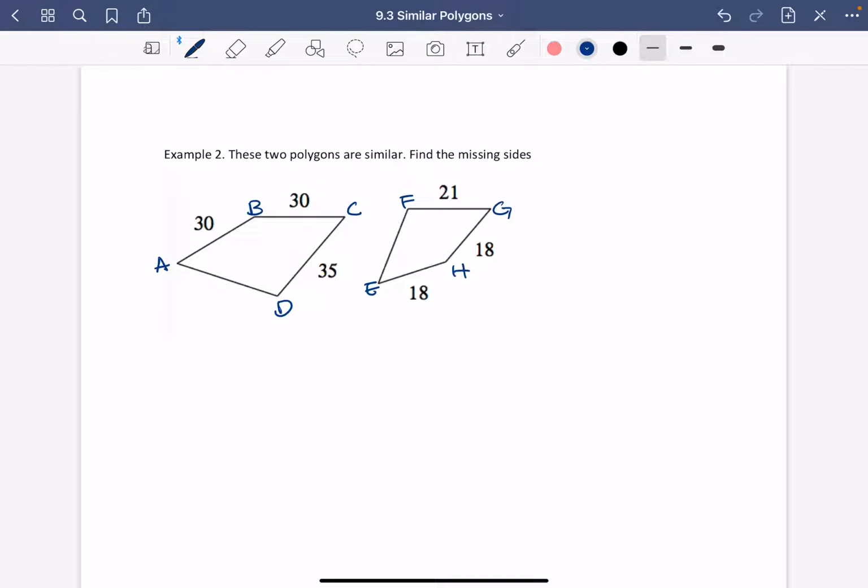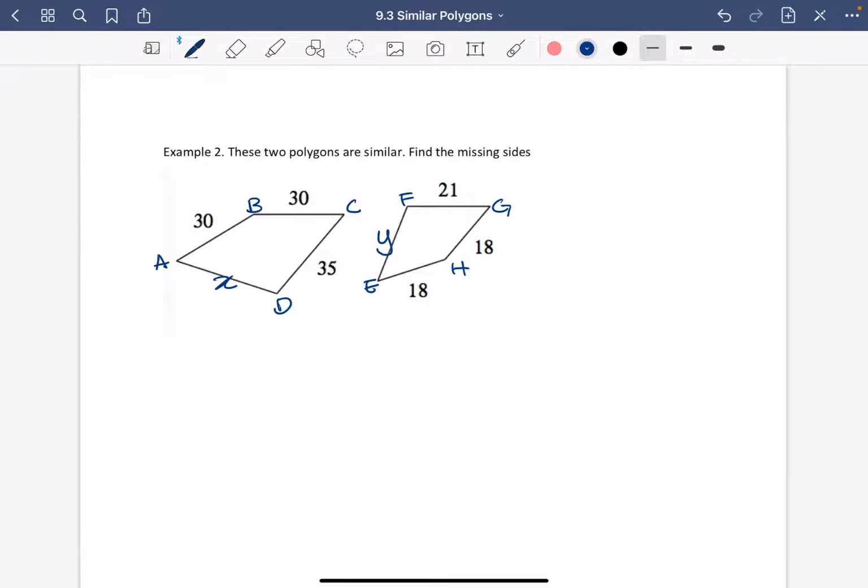Okay, so the question tells you that the two polygons are similar already. So we don't need to prove their similarity first. What we can do is directly find the ratio and then find the missing term. So let's make this missing term x and this missing term y.